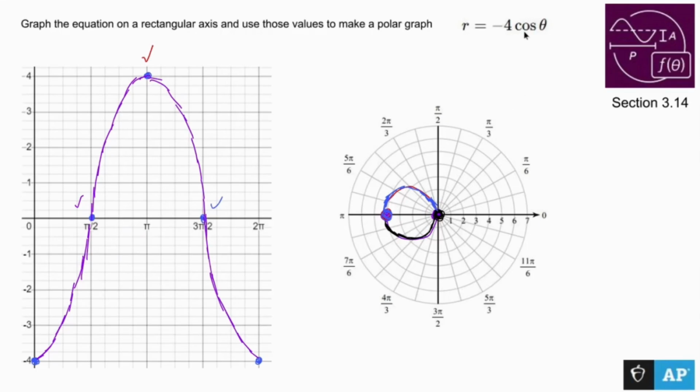If this was a sine theta, you're going to live up here for a positive sign or live down here for a negative sign. And whatever number that is determines how small or big your circle is, as long as one end of the circle is attached to the pole. So that, boys and girls, is how you graph a circle on the polar coordinate plane. Fun!